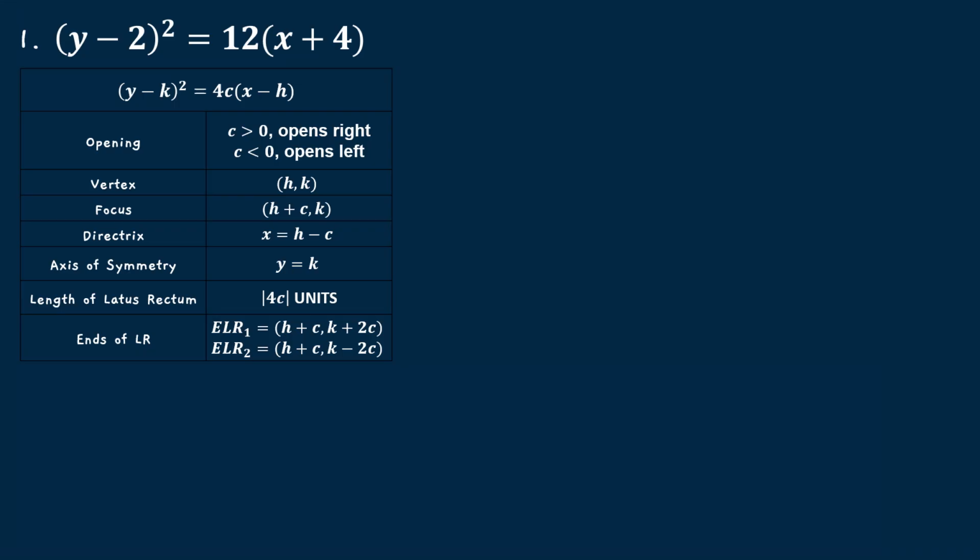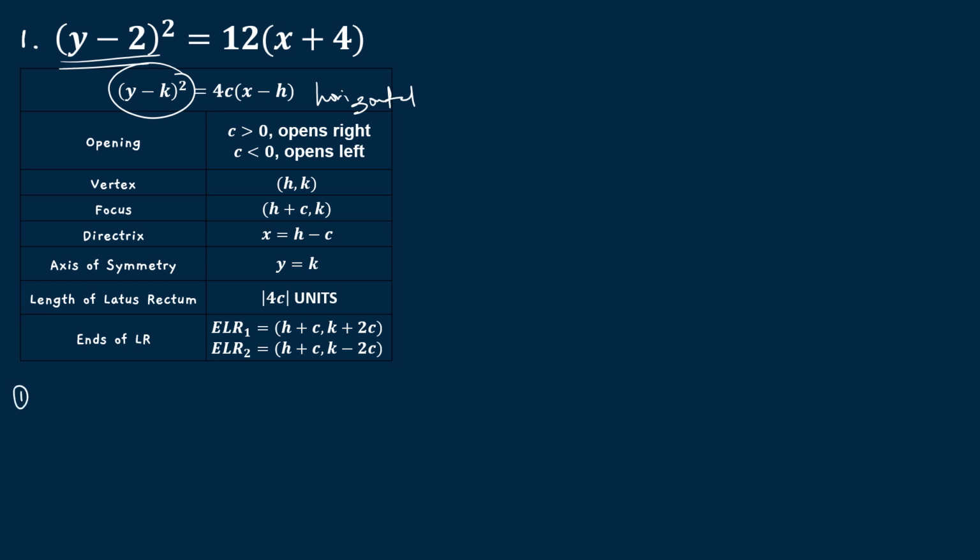Number one is given by y minus 2 quantity squared is equal to 12 multiplied by x plus 4. In our previous video lesson, we identified that the orientation was vertical because the variable being squared is the variable x. This time the variable y is being squared, so we can identify this as a horizontal orientation of the parabola.